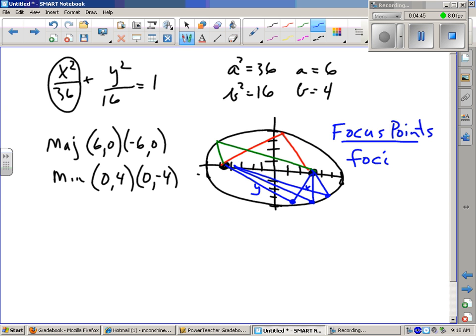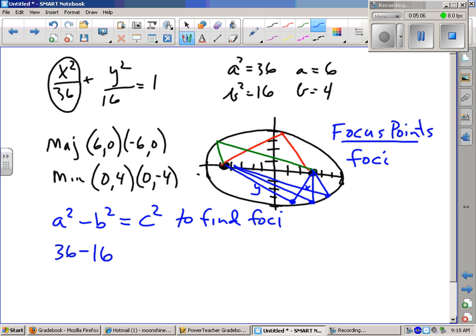Now the focus points are found by doing a little formula, and because it's making triangles and such, it looks almost like the Pythagorean identity, but it's not quite. So you're going to use this to find the foci. Let's plug in what we know. a squared is 36, b squared is 16, so that's 20. So c is equal to the square root of 20. Take out the 4, you get 2 root 5.